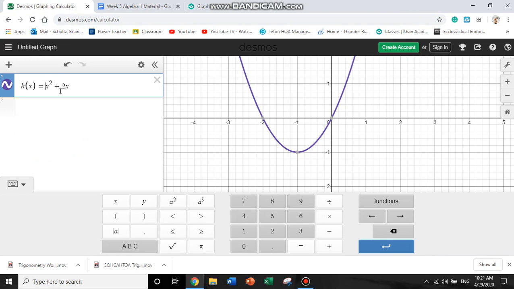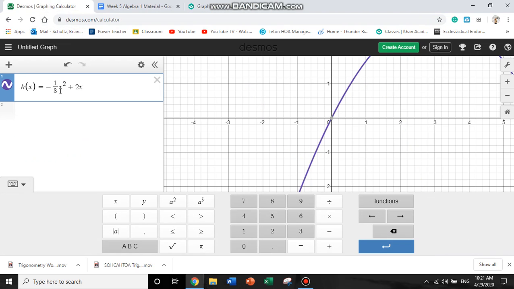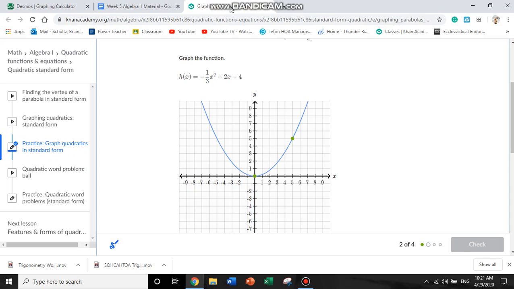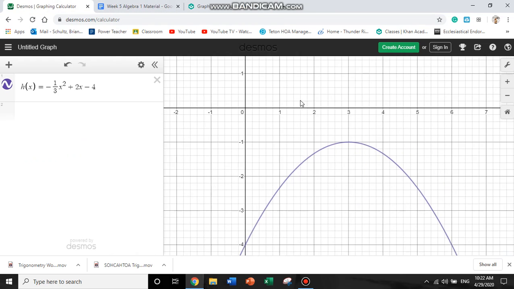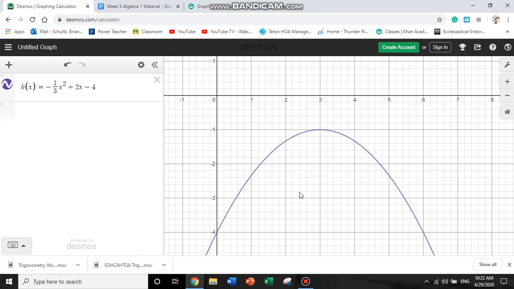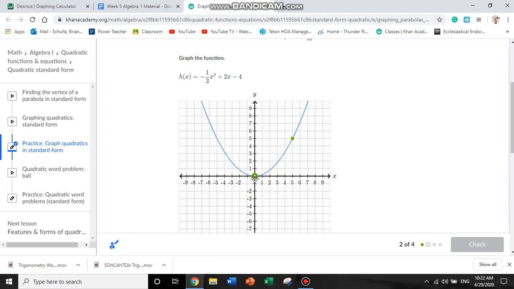So a couple things are going to stay the same here. -1/3 x squared plus 2x, was it plus 4? No, minus 4. That's important. Okay. So again, same deal. I need to find the vertex. That's always the important point. 3, -1. So we're going to go over to 3, down to -1.